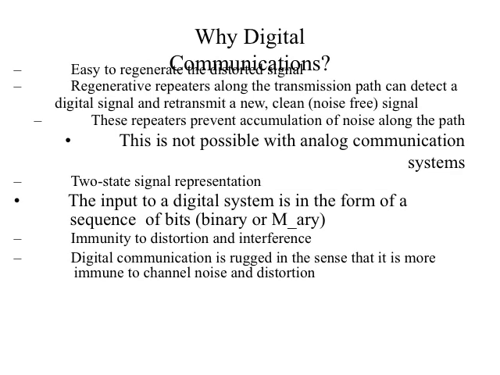Now let us have an answer to the most important question: why digital communications? In digital communication, we can easily regenerate the distorted signal because the regenerative repeaters along the transmission path can detect a digital signal and retransmit a new, clean, noise-free signal. These repeaters prevent accumulation of noise along the path, whereas this is not possible with analog communication systems.